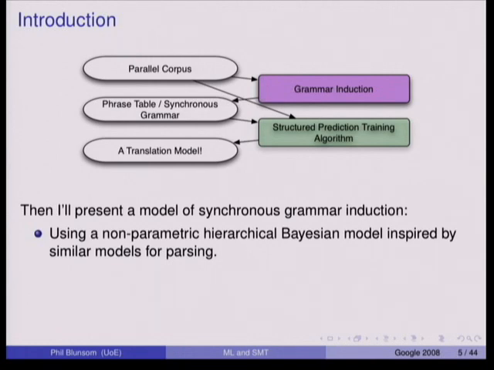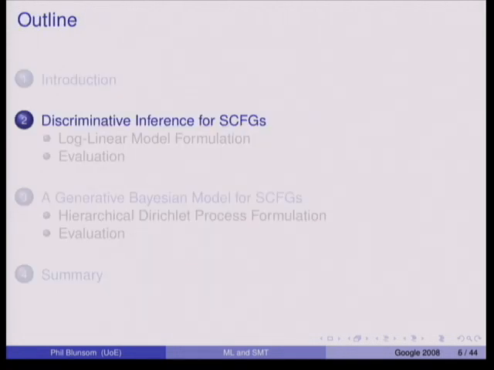And after that, I'll talk about some initial work I've been doing using Bayesian models to do the grammar induction task. My feeling is that word alignments are somewhat incidental to the translation process, and what we actually want to do is not alignment but grammar induction. And I'll talk about how we could apply some non-parametric Bayesian techniques to doing that. Okay, so we'll start with the discriminative modeling.